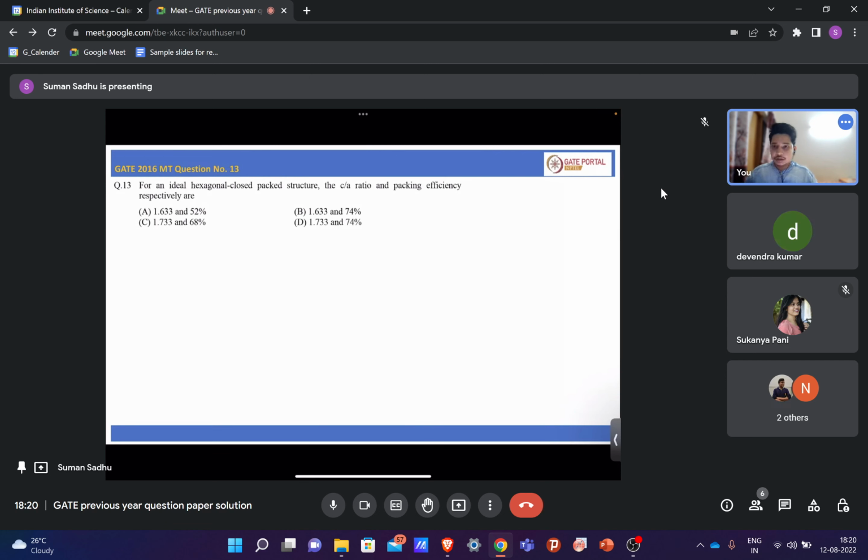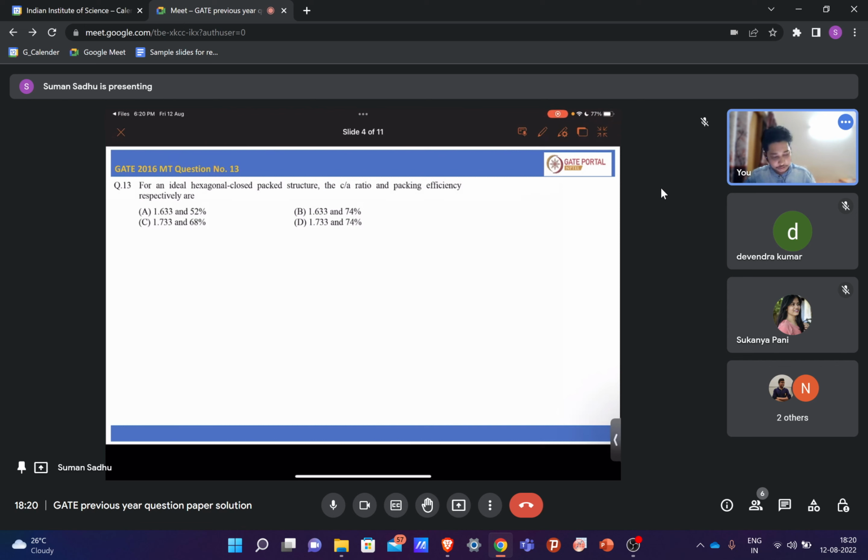Yes, sir. Okay, so this is question number 13. For an ideal hexagonal close packed structure, the C by A ratio and the packing efficiency respectively are: option A 1.633 and 52%, option B 1.633 and 74%, option C 1.733 and 68%, and option D 1.733 and 74%. So in this we have to calculate the C by A ratio and the packing efficiency.